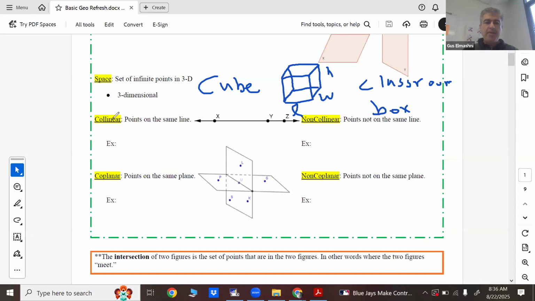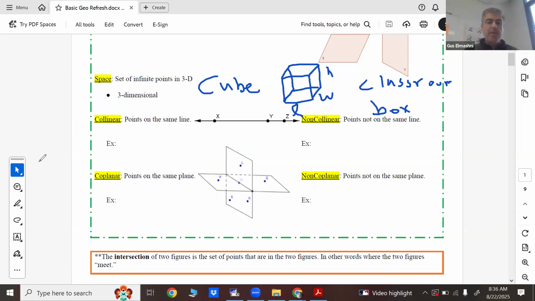Okay. Now this one seems kind of weird, the way it's spelled. I don't like the spelling of it, but I'll have Nick, do you want to read the next one about collinear? Collinear: points on the same line. And the next one also, non-collinear: points not on the same line.